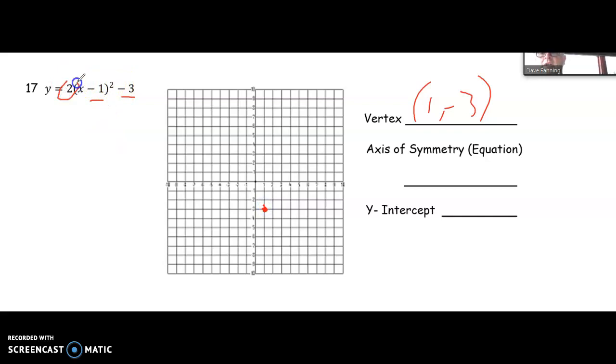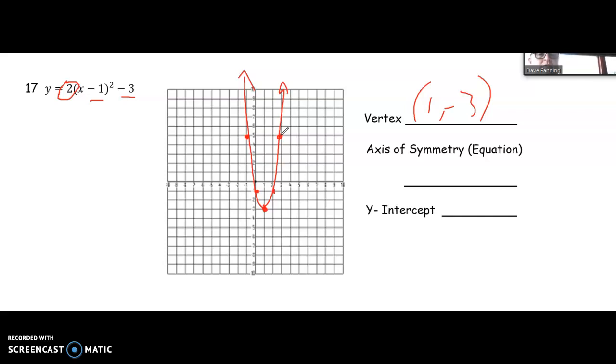But now the a value is 2. So normally from the vertex I go over 1 and up 1, but now I'm going to go over 1 and up 2 in both directions. Normally I go over 2 and up 4, but now I'm going to go up twice that. So I'm going to go over 2 and up 8 in both directions. It's a skinnier parabola. It does open up. It looks something like this.